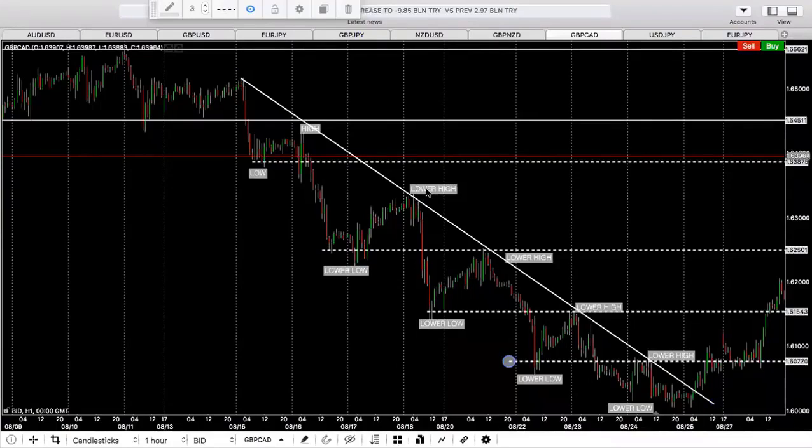Now this is known as a lower high because we're in a downtrend, so the market's going lower. So we have high, lower low. Price retraces and creates another lower high. Now look how all of this pans together.